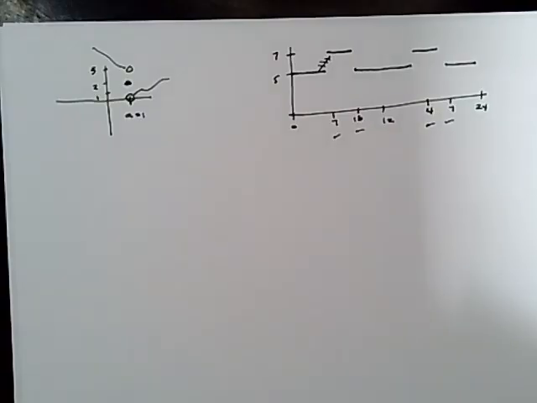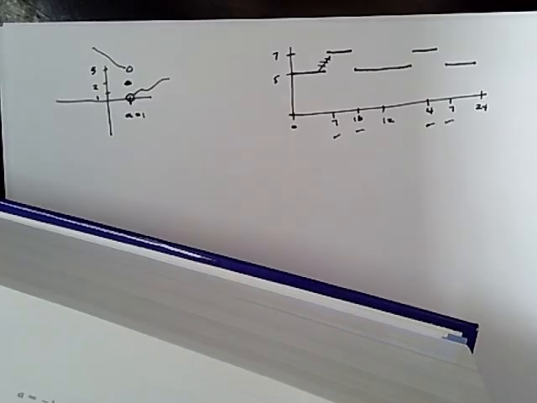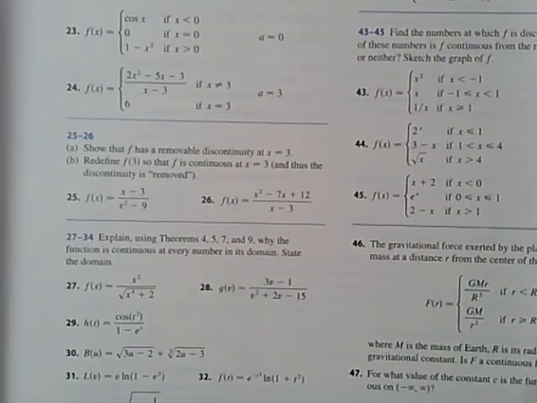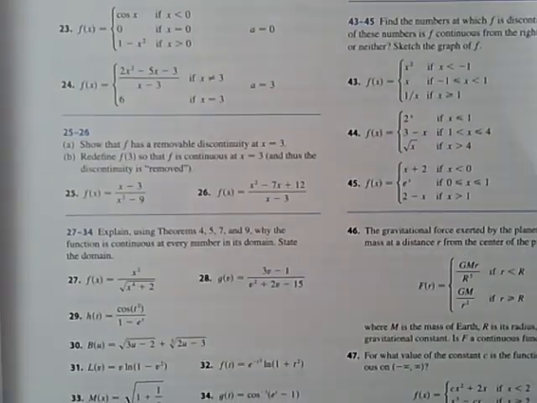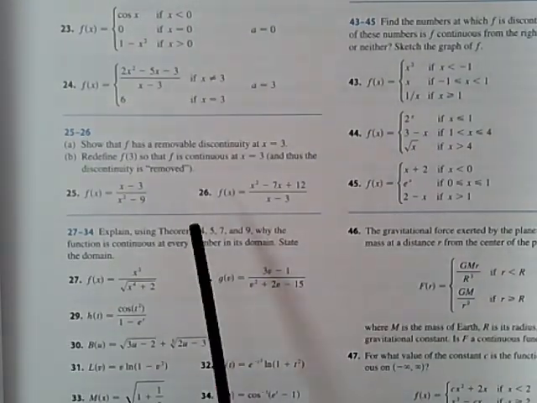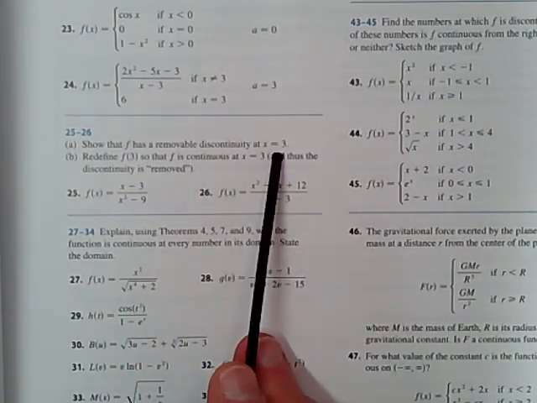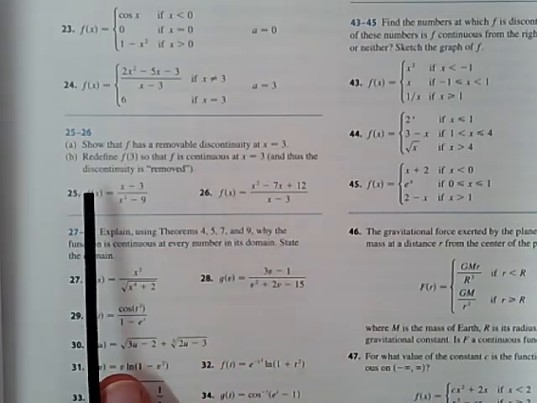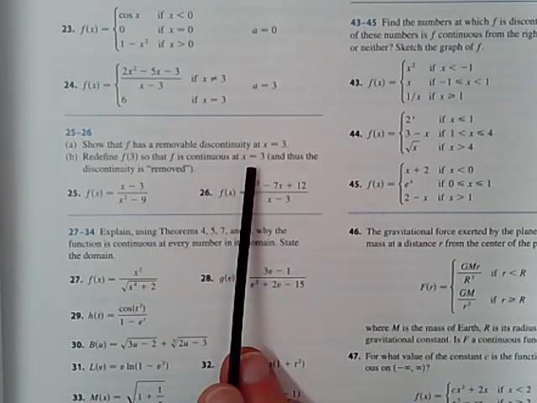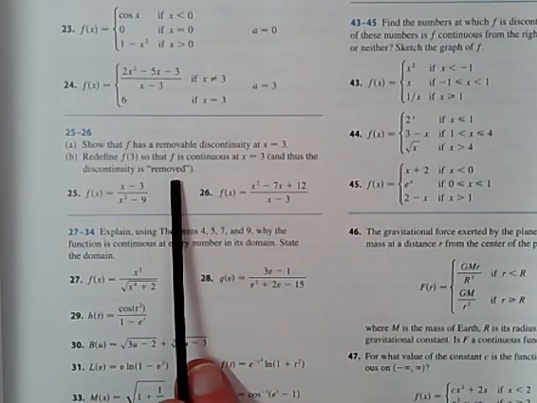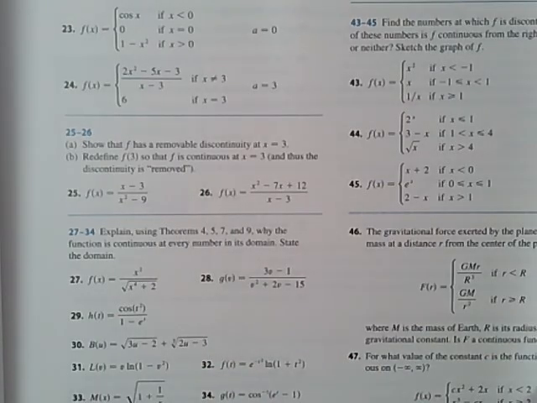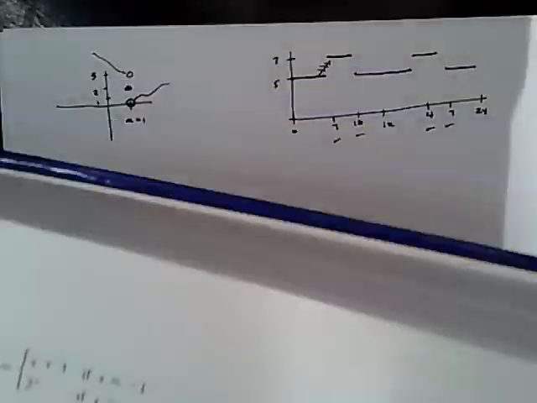The last one for the day is number 25. Show that f has a removable discontinuity at x equals 3, and then redefine f of 3 so that f is continuous at x equals 3, and thus the discontinuity is removed. I don't know why they have removed in quotes as though it were an embarrassing word.